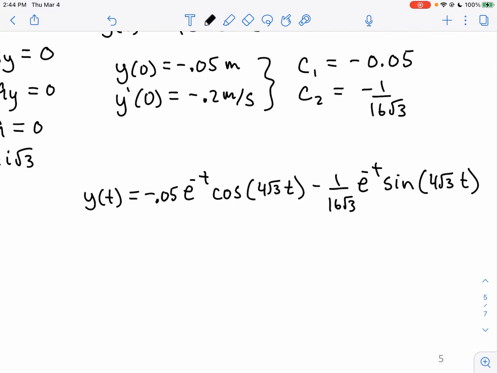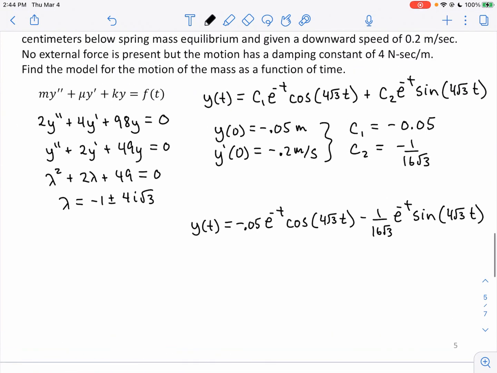-0.05. You could factor out the e to the negative t. No need to do that, though. And also notice that we are not asking for the period or amplitude. The reason is because there's damping now, and the damping is going to cause the amplitude to change, although the period should remain consistent. We should get a period of 2 pi divided by this 4 radical 3, but the amplitude is going to be changing.